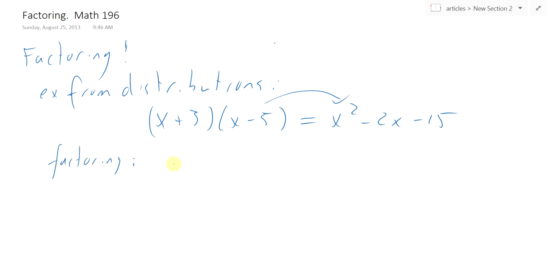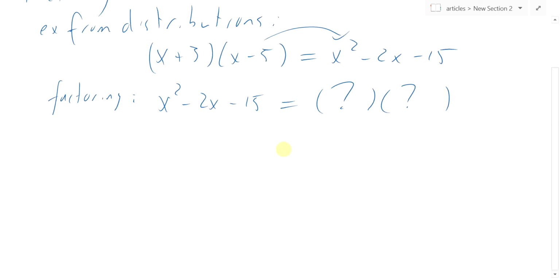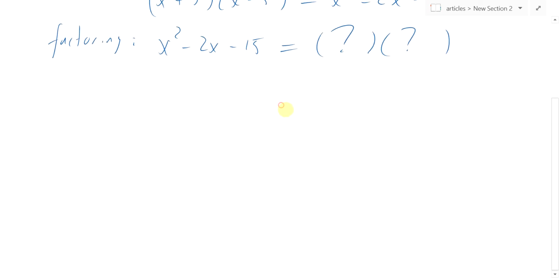If we start with x squared minus 2x minus 15, how can we break that apart into two pieces? How can we find those two pieces? So factoring is sort of the opposite of distribution, or is it undoing distribution? Distribution is undoing factoring. The mathematical term is inverses. They're inverse operations.